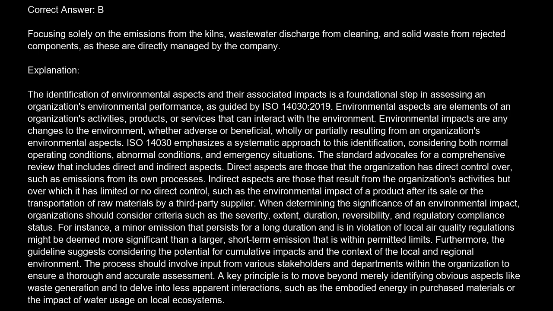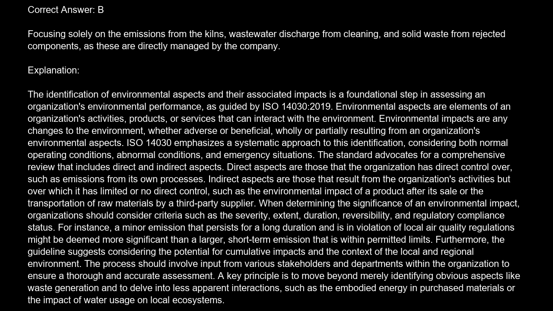Environmental aspects are elements of an organization's activities, products, or services that can interact with the environment. Environmental impacts are any changes to the environment, whether adverse or beneficial, wholly or partially resulting from an organization's environmental aspects. ISO 14030 emphasizes a systematic approach to this identification, considering both normal operating conditions, abnormal conditions, and emergency situations. The standard advocates for a comprehensive review that includes direct and indirect aspects.